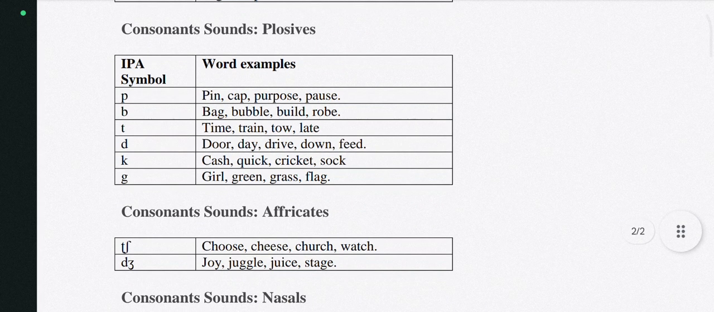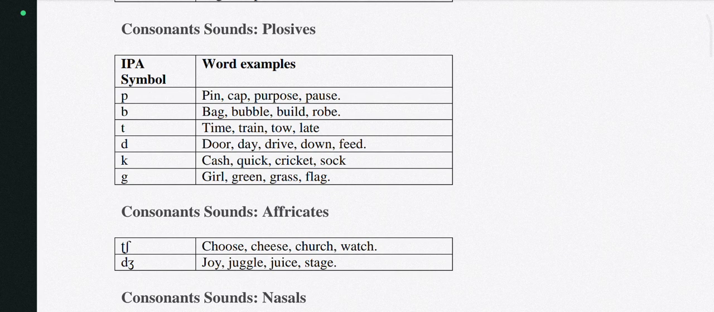Then let's go to plosives. Okay, plosives are p, b, t, d, k and g. Okay, so p as in pin, pet, cap, purpose, pause. Okay, so that is p sound. The letter is P. But how are we pronouncing it? P. Next is B. Bag, bubble, build, robe.